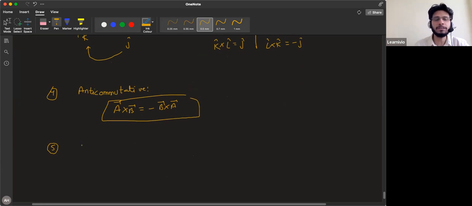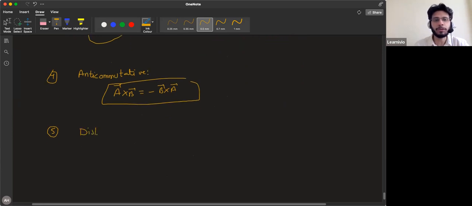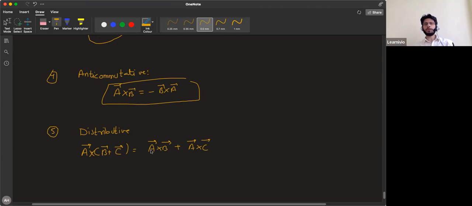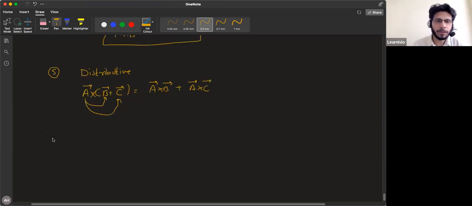After this, the next property is the distributive property. If you have a vector A and you write A cross B plus C, you can write this as A cross B plus A cross C. So first take the cross product of A with B and then take the cross product of A with C. This is the distributive property. After the distributive property, next is cross product in Cartesian form.